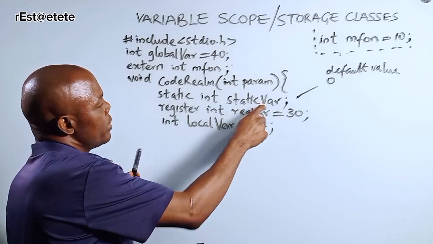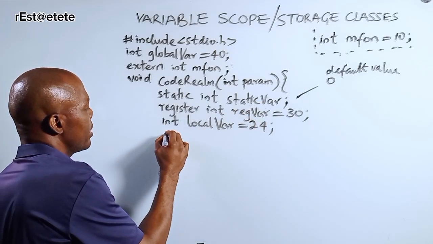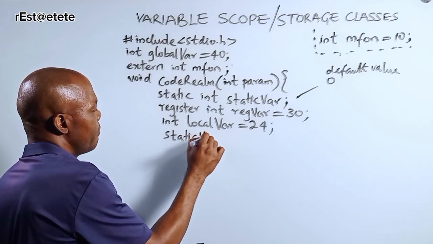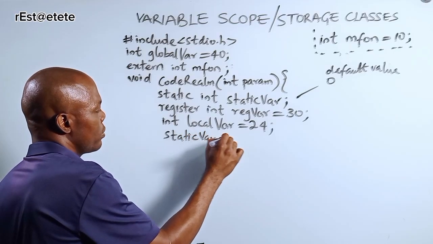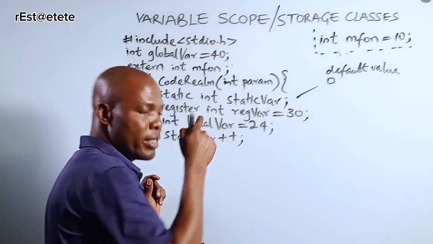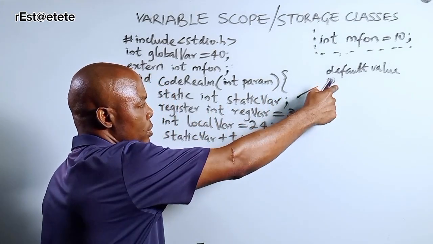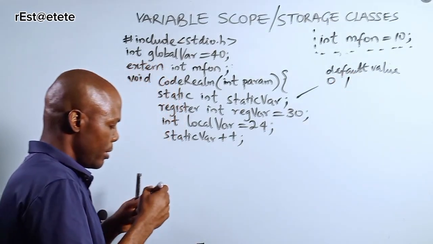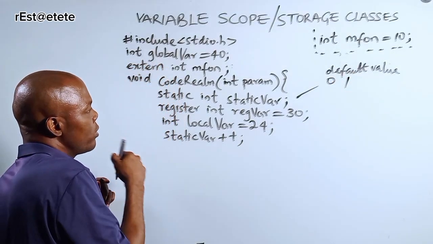Now, what do I want to do with this static variable? I will increment it. I will say static var plus plus. So I have increased the value. So the default value was 0. So by doing this plus plus, meaning I'm going to increase it to 1. That is what it means. So what will I do now?